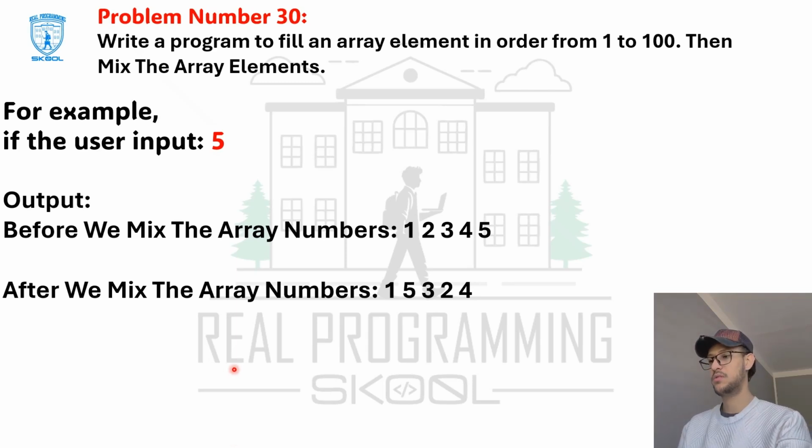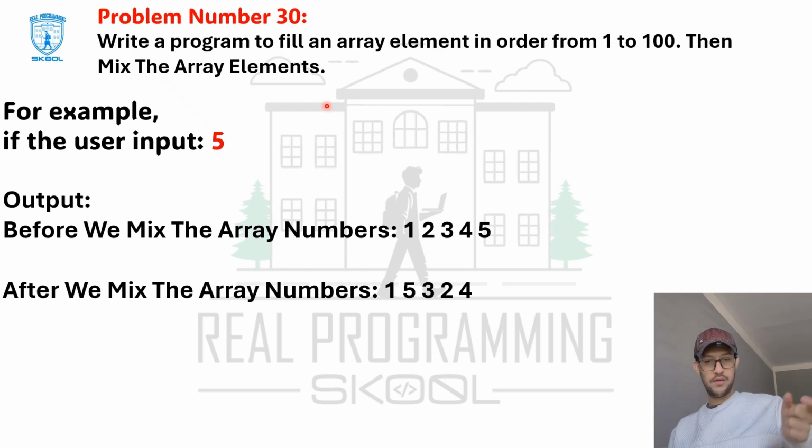Today we're going to have problem number 30. Write a program to fill an array elements in order from 1 to 100. Then mix the array elements. For example, we'll ask the user how many elements do you want in the array. The user says 5 or 10.